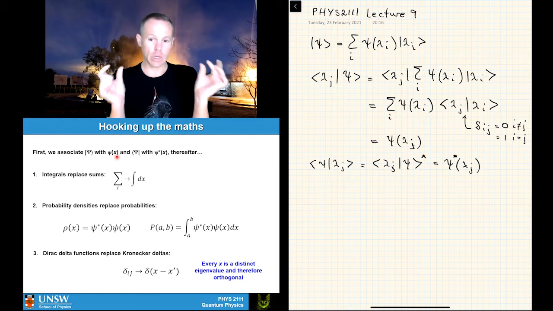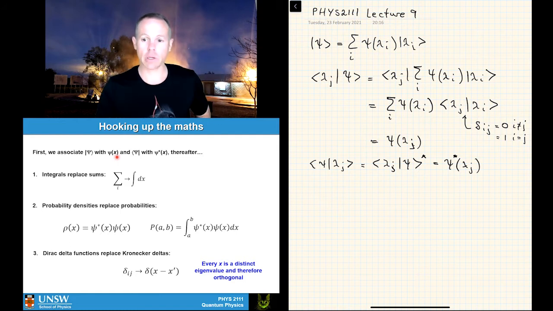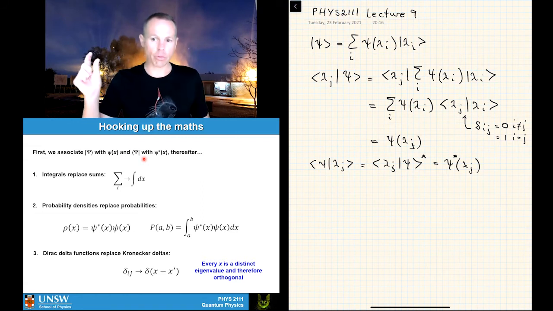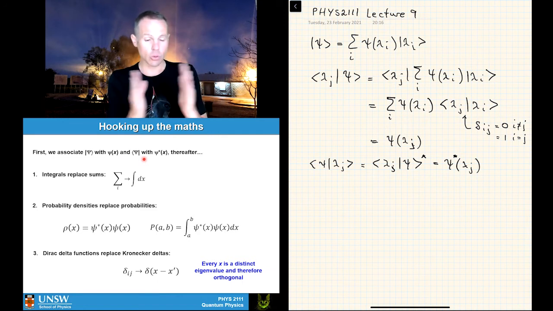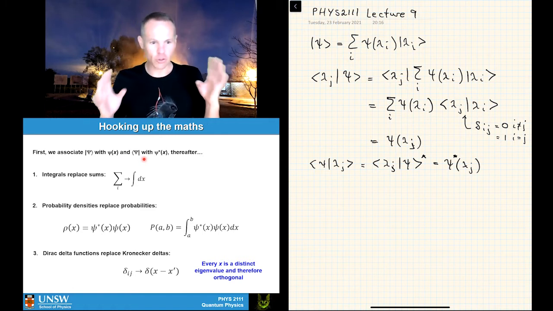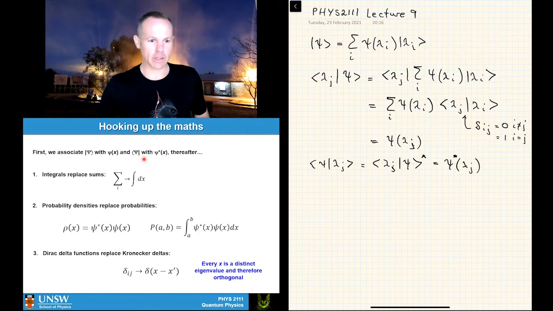And often you will see those two almost used interchangeably. And likewise, we associate the bra for the state psi with the conjugate of the wave function. And again, sometimes you'll see those two things almost used interchangeably, depending on which book or which person's doing the algebra and how tight or sloppy, like rigorous or loose, they're being with the detail in their maths.